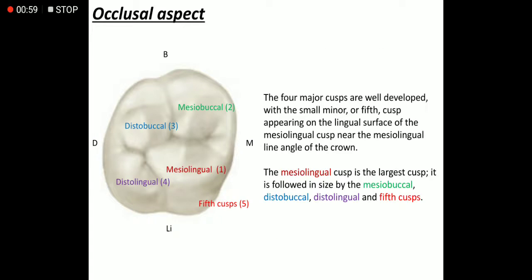There are four major cusps and one additional cusp. The mesiolingual cusp is the largest of all the cusps. It is followed in size by mesiobuccal, distobuccal, distolingual, and fifth cusp.